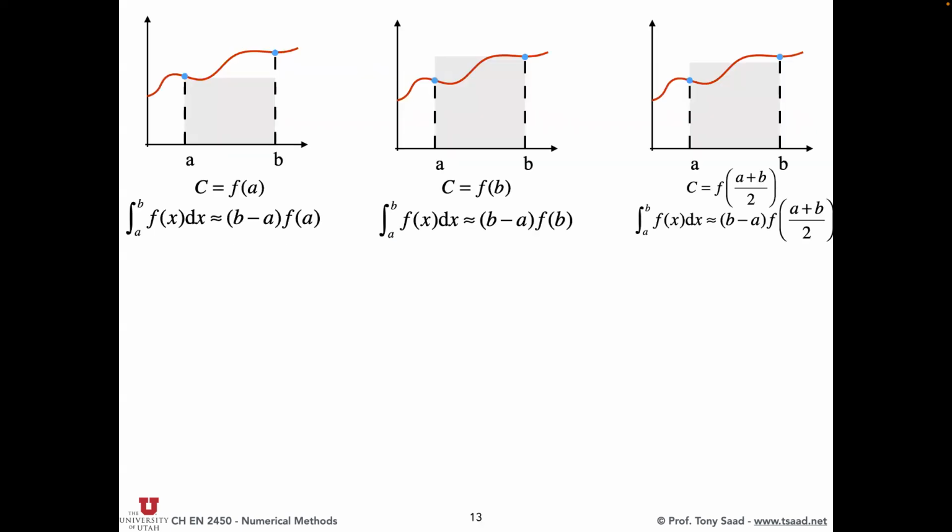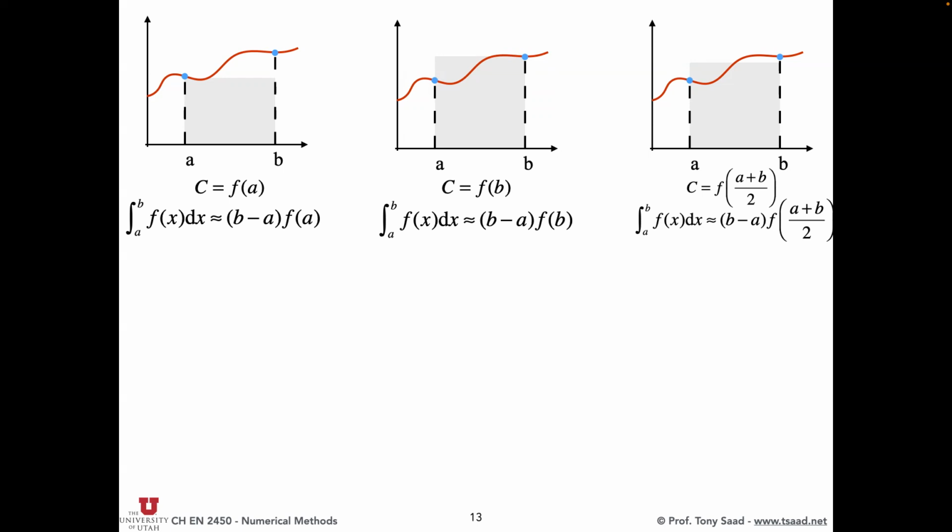So in summary, these are the three rules that we learned so far. Very simple idea. Over an interval, you approximate the function as a constant, either the left point, which is f of a, the right point, f of b, or the midpoint, f of a plus b over 2.